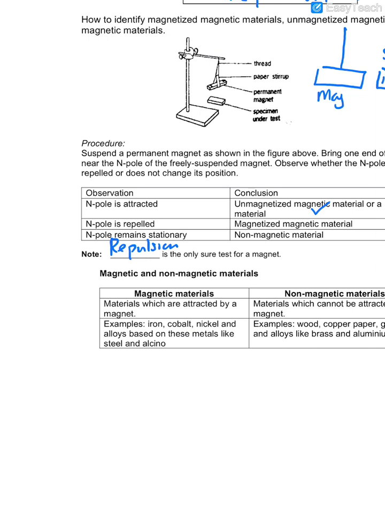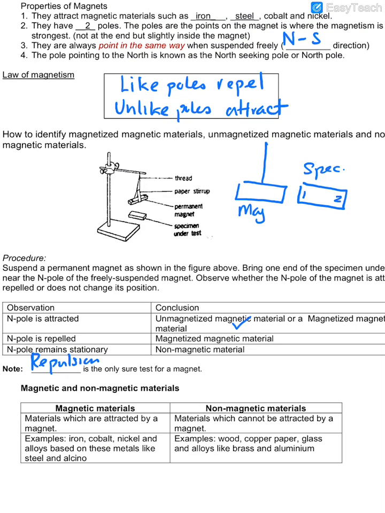So take note of these terms. It sounds confusing. Magnetized magnetic material is a magnet. Unmagnetized magnetic material are things which can become a magnet but are not magnetized yet. And non-magnetic materials cannot be made into a magnet. So different terms here. I think you can see the difference. Just be careful with it. Not difficult.